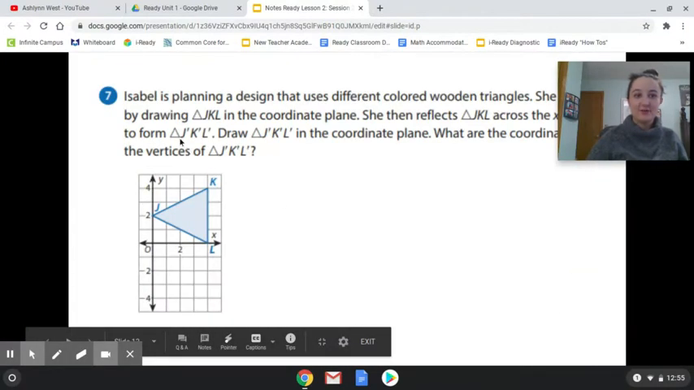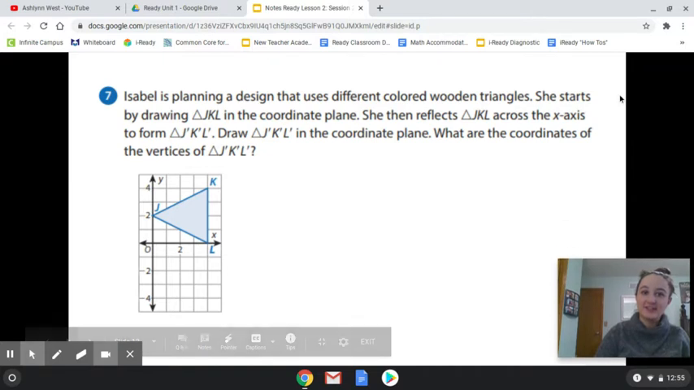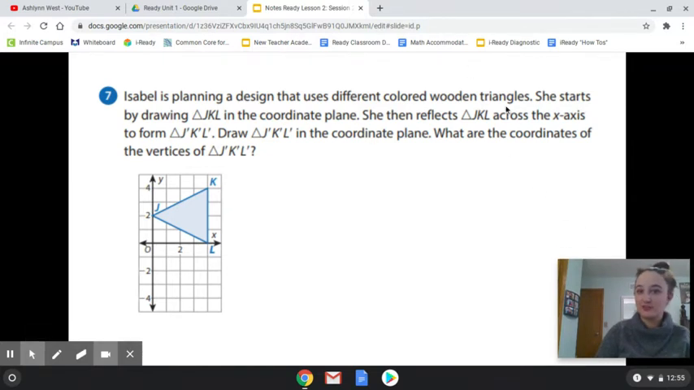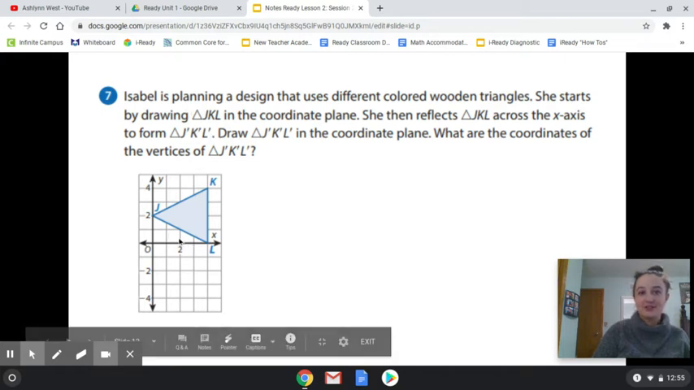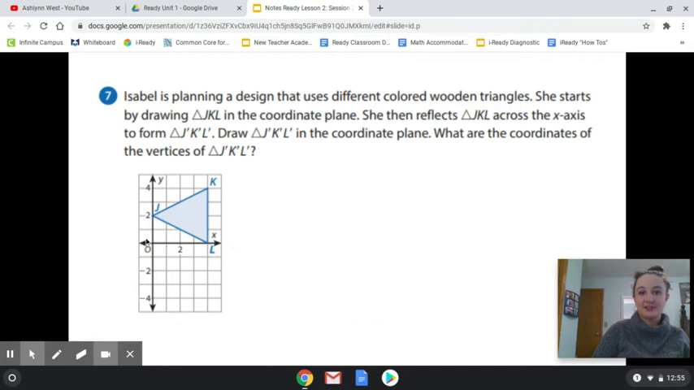So now Isabella is planning a design that uses different colored wooden triangles. She has this triangle here, JKL, and she wants to reflect it again across the x-axis here to draw a new triangle J prime, K prime, L prime. And she wants to draw it in the coordinate plane with this as our line of reflection. So we need to figure out what are the coordinates of the vertices of J prime, K prime, and L prime.